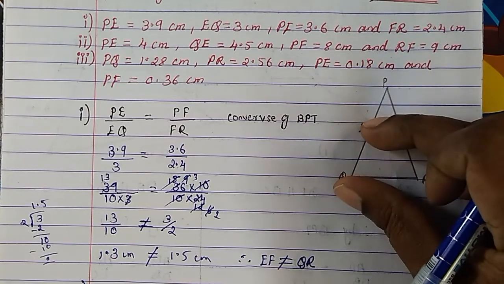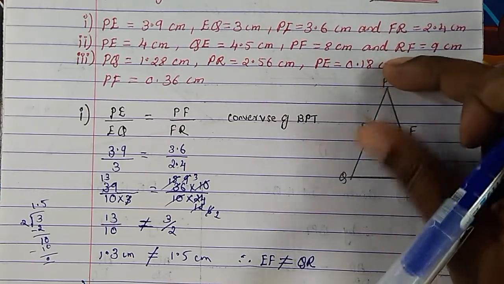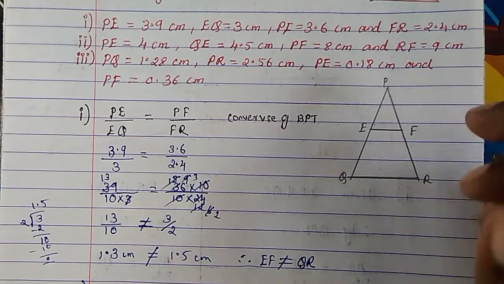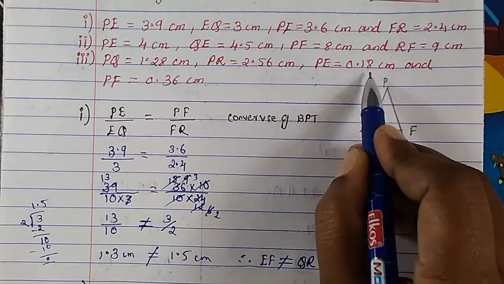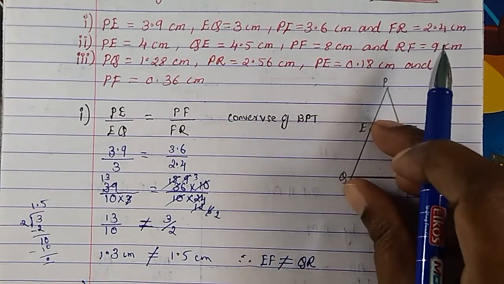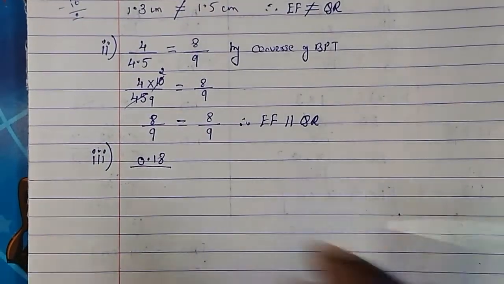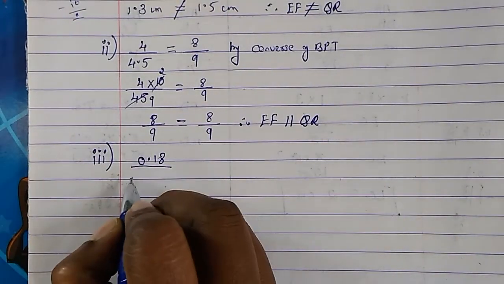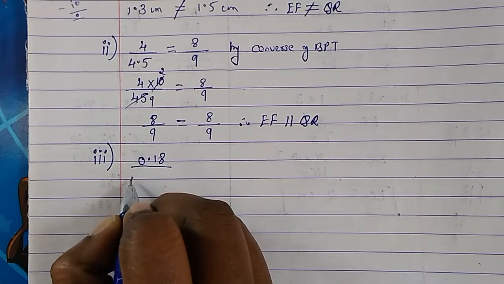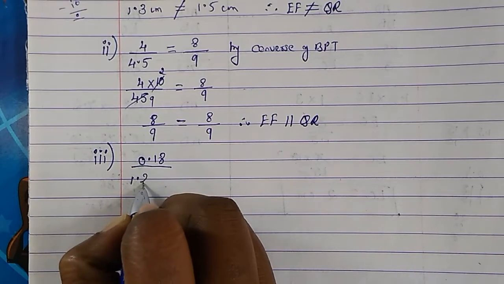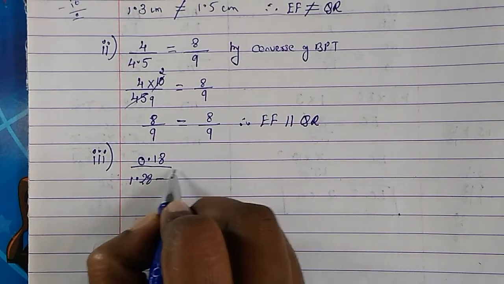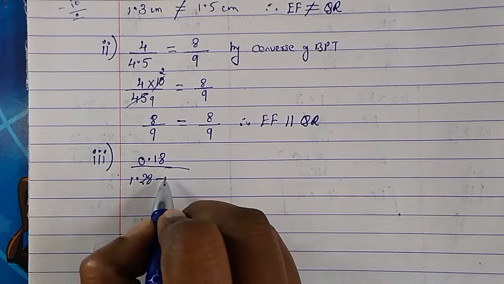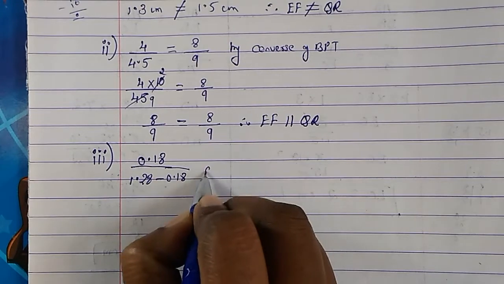So since EQ is not given, what we will do from the whole thing? We will minus this part. Then we will get this. So that means from PQ we have to minus this part, that is PE. So when we minus, then we will get EQ. Okay. So from PQ we have to minus. PQ is 1.28 minus PE is 0.18.